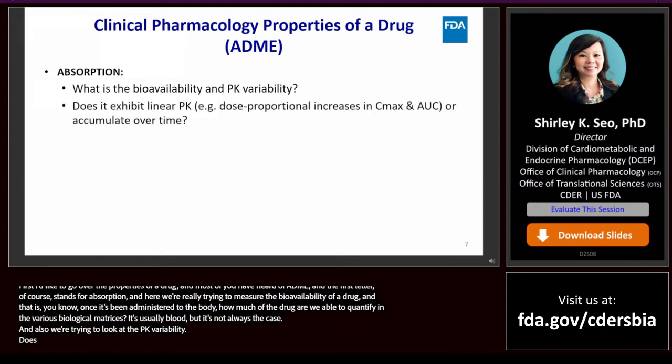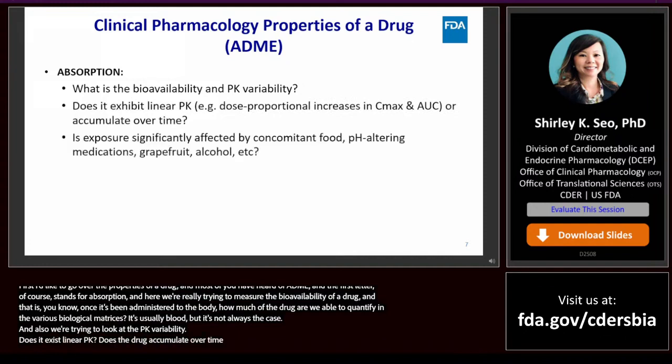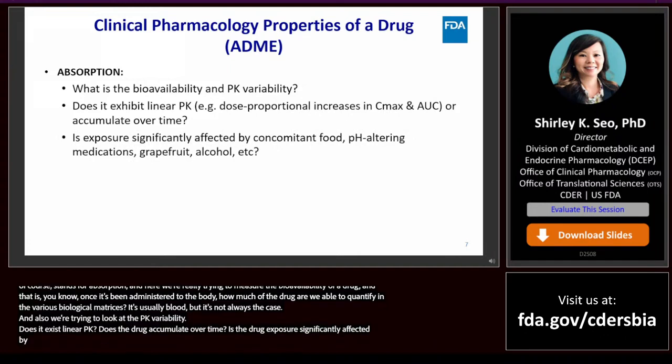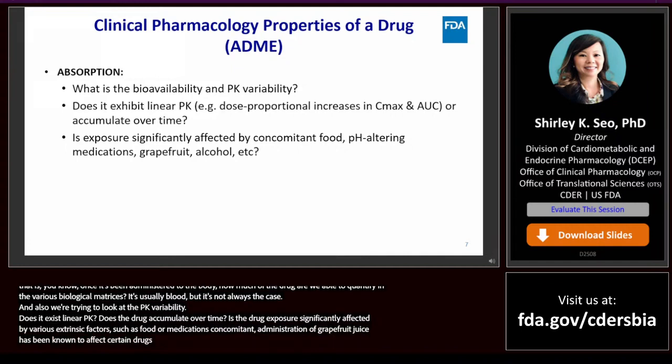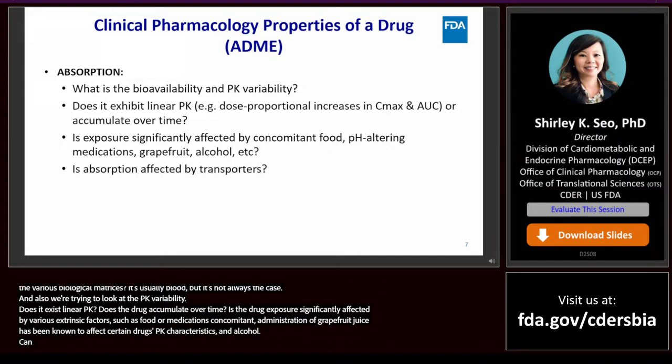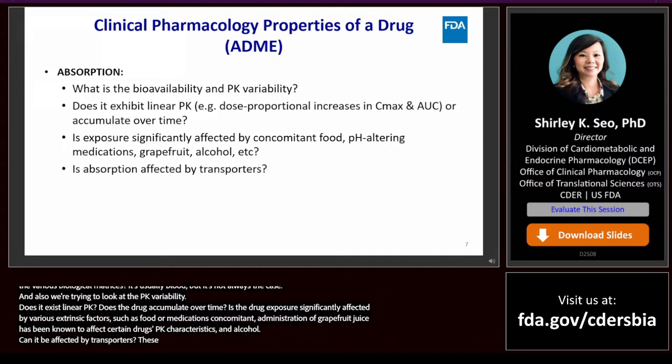Does it exhibit linear PK? Does the drug accumulate over time? Is the drug exposure significantly affected by various extrinsic factors such as food or medications, concomitant administration of grapefruit juice has been known to affect certain drugs' PK characteristics, and alcohol? Can it be affected by transporters? These are all important questions that we aim to answer as clinical pharmacologists.